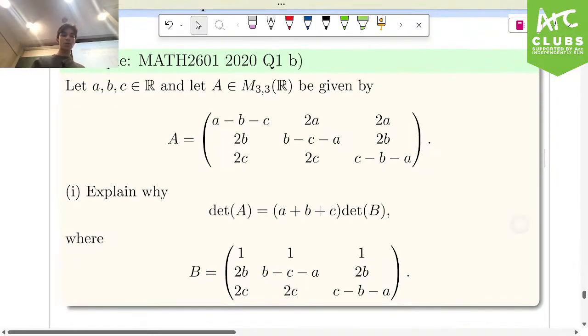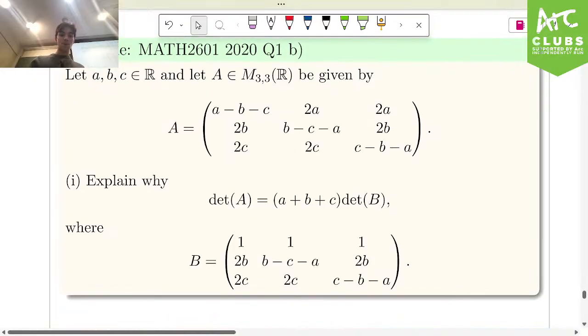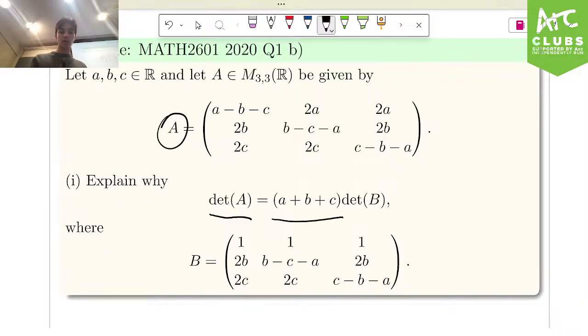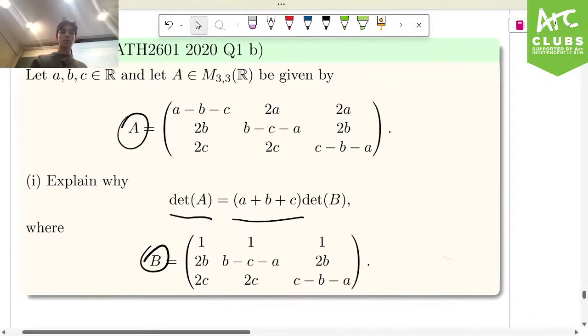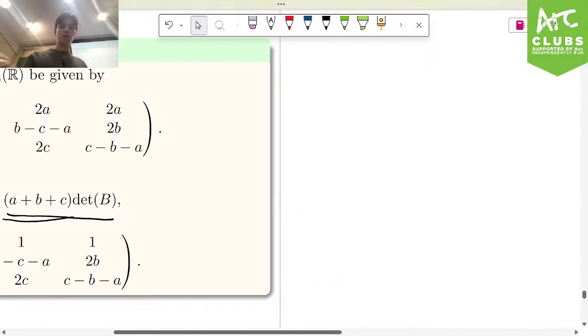So finally, a question to do with determinants. We're asked to prove that the determinant of this matrix A is equal to some multiple of the determinant of this matrix B. So let's start with this left-hand side, right? A plus B plus C.